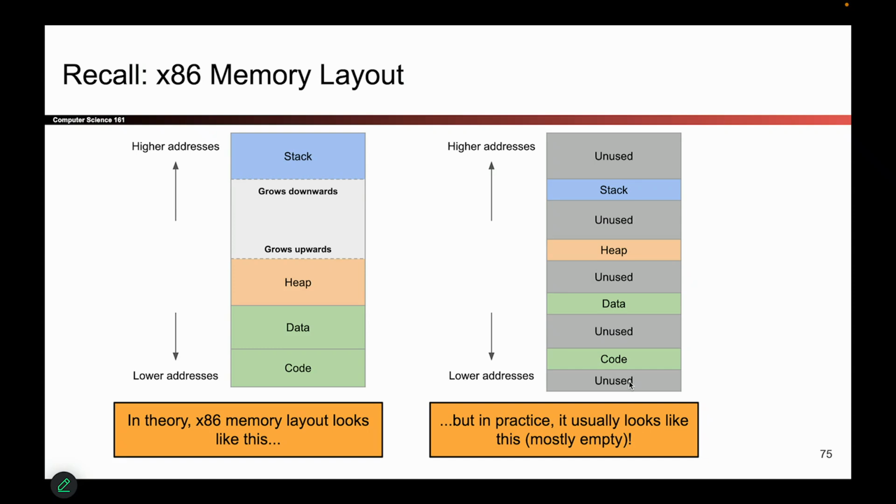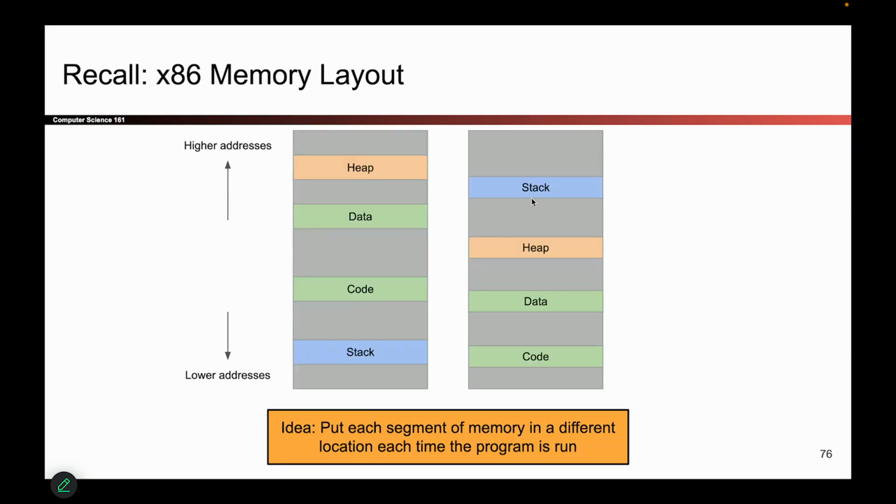Your programs are not running using 4 gigabytes of working memory most of the time on a 32-bit system, or what was it, 18 billion gigabytes in a 64-bit system. So most of the address space is just totally blank. Your program's not using any of this stuff. So this gives us an idea. If the program's not using any of this stuff, what is stopping us from taking stack, heap, data, code, and changing where they appear on the stack?